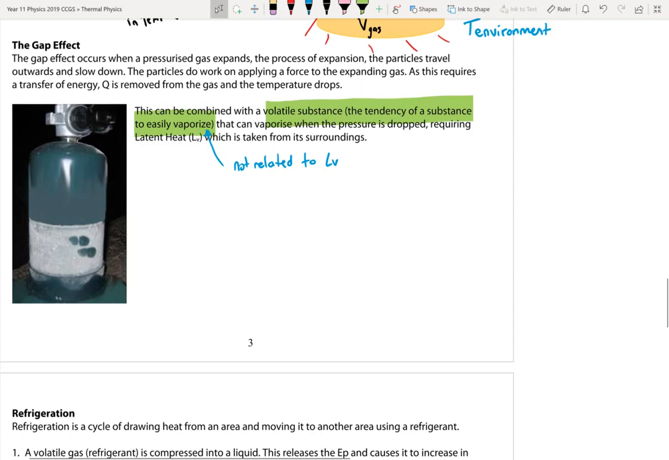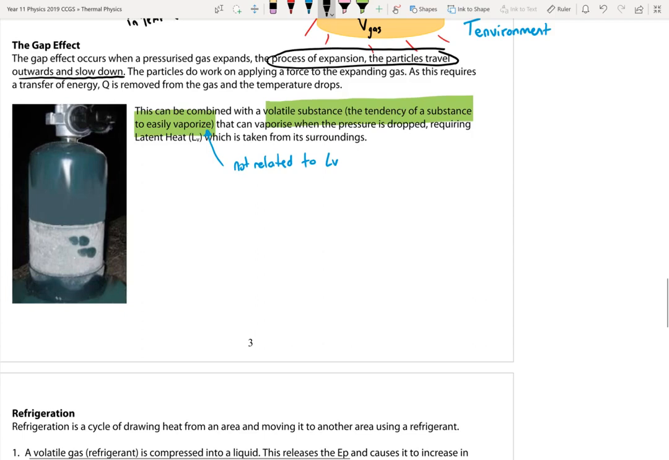Gentlemen, shh. Listen up. This is the gap effect. We need to understand it because it's used in refrigeration. It's an effect that occurs when a pressurized gas is allowed to expand. It essentially does work on the system. So the system can do work on the gas. That would be me pushing the piston down and it gets hot. It gains energy. If we go in reverse, the gas can do work on the system.